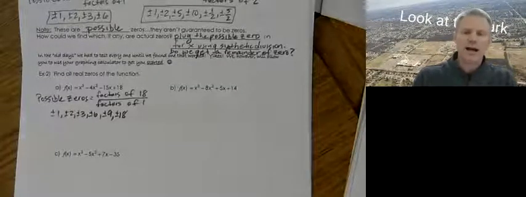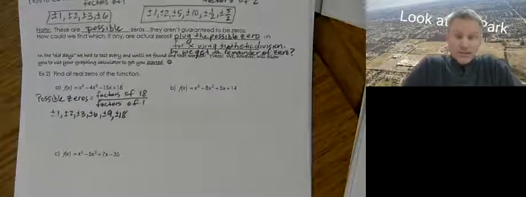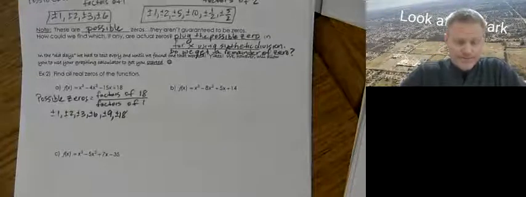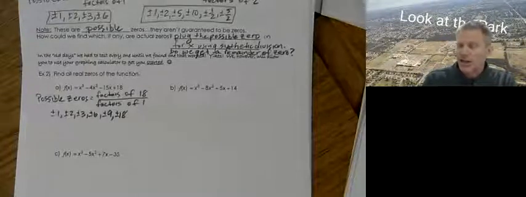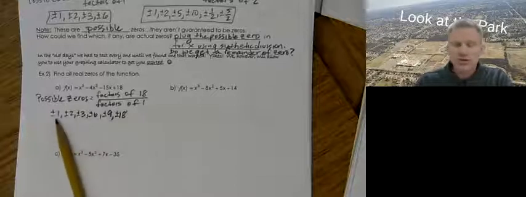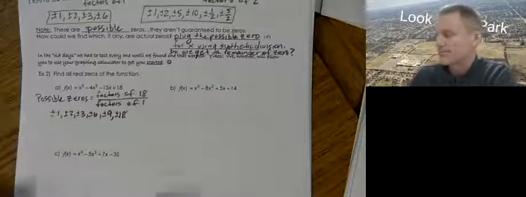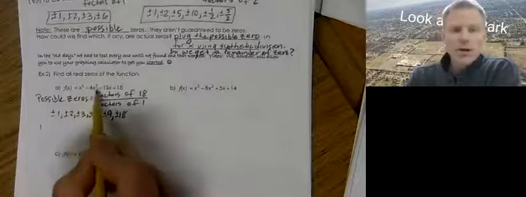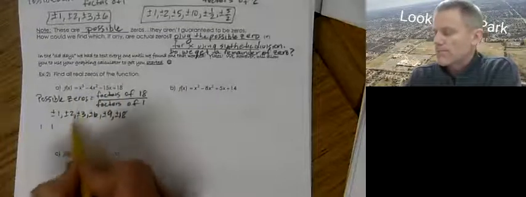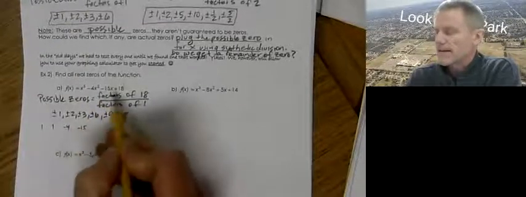Now, which of those possible zeros actually gets a 0? I don't know. There's a whole bunch of choices there. Your choice where you want to start. I would suggest don't bounce around, just start with 1. See if you get a remainder of 0. So I use my coefficients, 1, -4, -15, and 18.